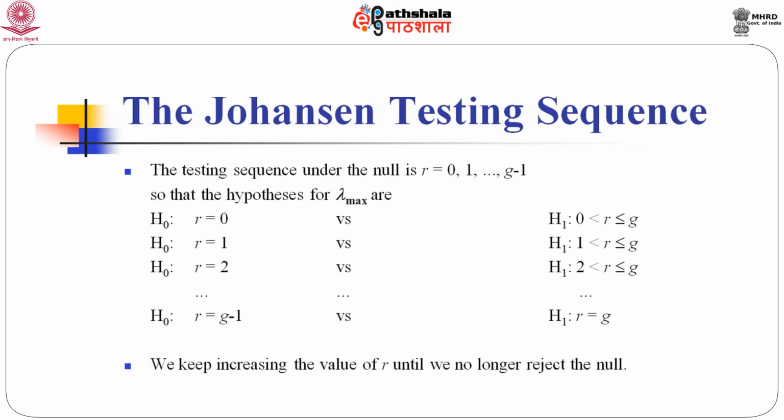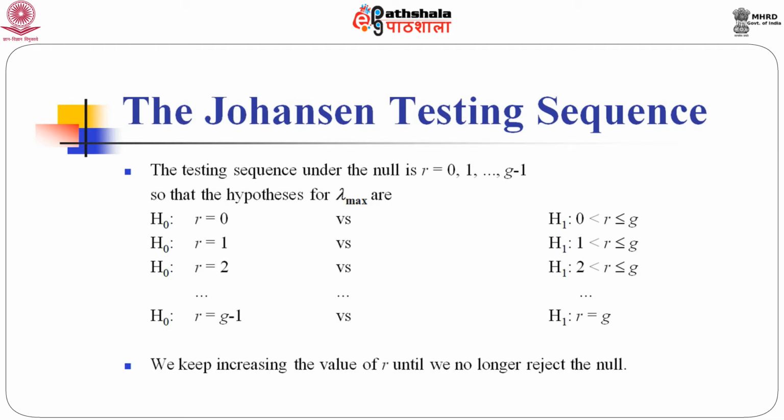We perform the test sequentially. First, we test whether r equal to 0, 1 etc. up to g minus 1. So, the hypotheses for lambda max are: H0 r equal to 0 versus H1 r lying between 0 and 1, and r equal to 1 versus H1 r lying between 1 and g, and r equal to 2 versus H1 the rank of the matrix, or co-integrating relationships, lying between 2 and g.